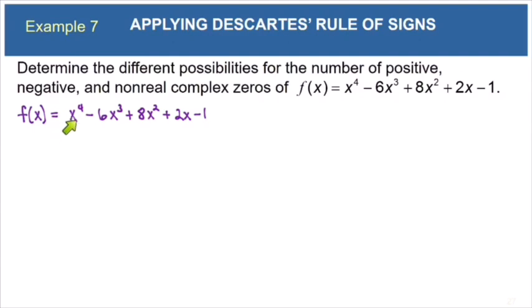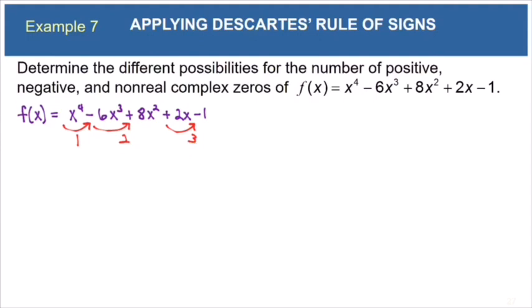It starts off positive, then the next term is negative, so that's one sign change. Then the next term is positive, so that's another sign change. This next term is also positive, so that's not a sign change, but then this last term goes back to negative, so that is a third sign change. So now remember, Descartes' rule tells us that the number of positive real zeros is either equal to the number of sign changes, or it's less than that by an even number.